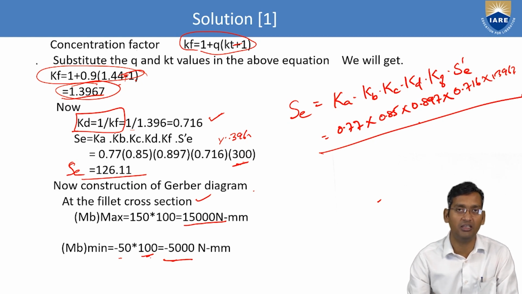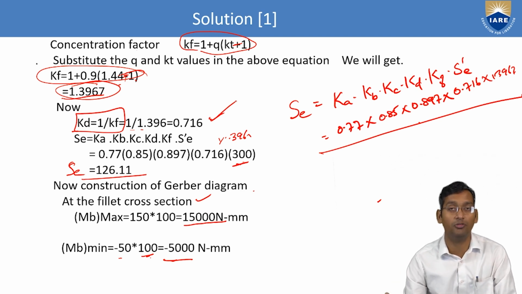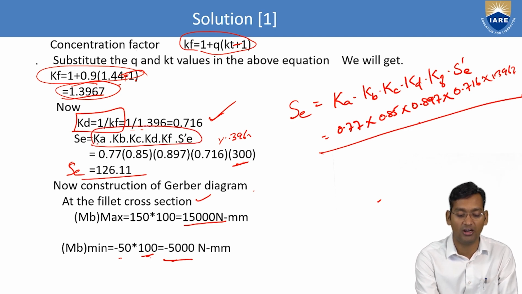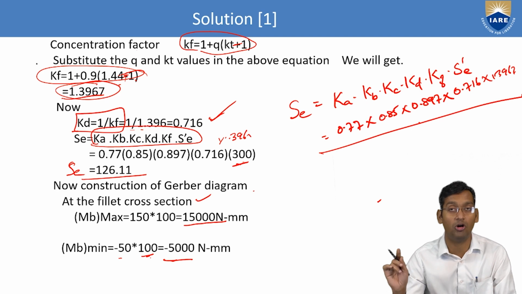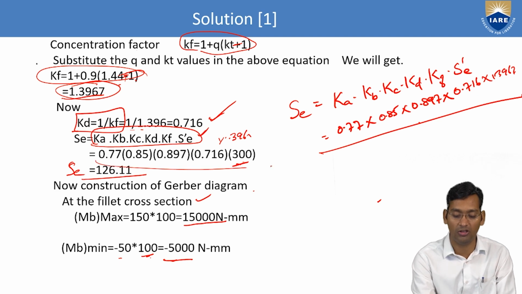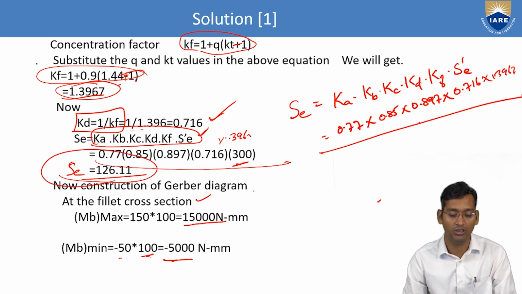Now Kd is 1 by Kf, right? So 1 by 1.3996, you will get Kd equals this one. Now from here we will find Se. Se will be equal to Ka, Kb, Kc, Kd, Kf, all the factors affecting it, you have to multiply them and then Se dash. So after multiplying all the factors, what do you get? Se as 126.11.